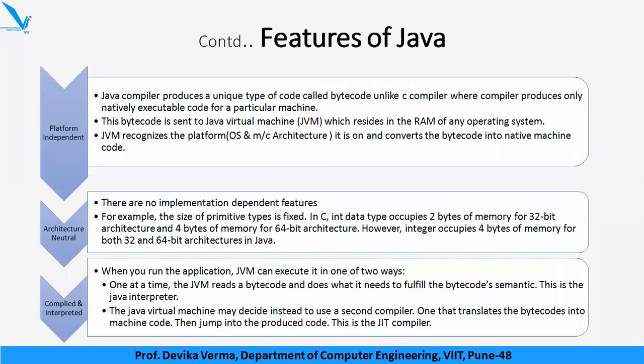Platform independence. Now this is a very important feature, and something that differentiates Java from our C and C++. Here Java is called a platform independent language. We are going to discuss this in detail in today's class.